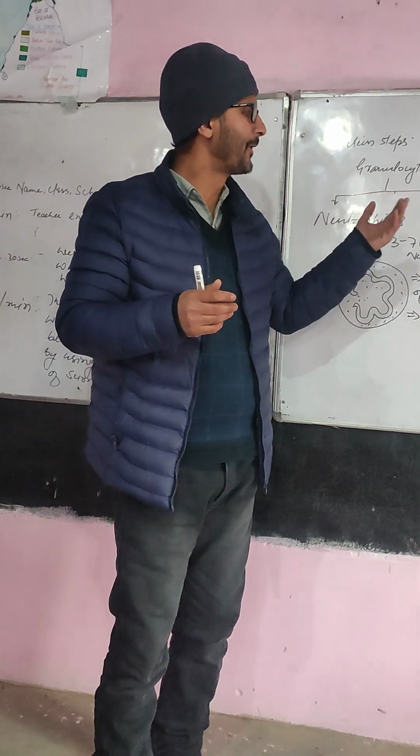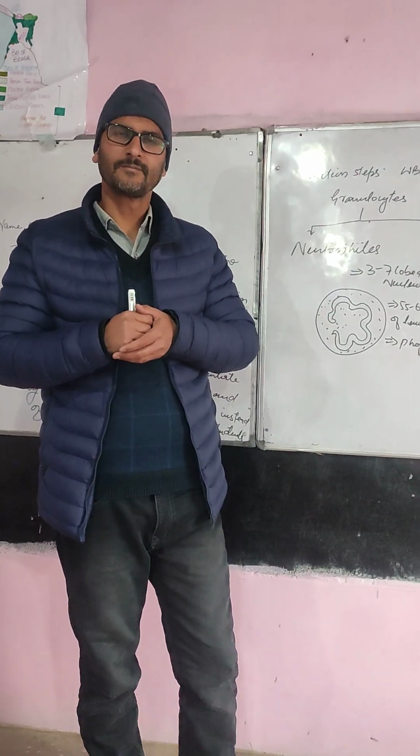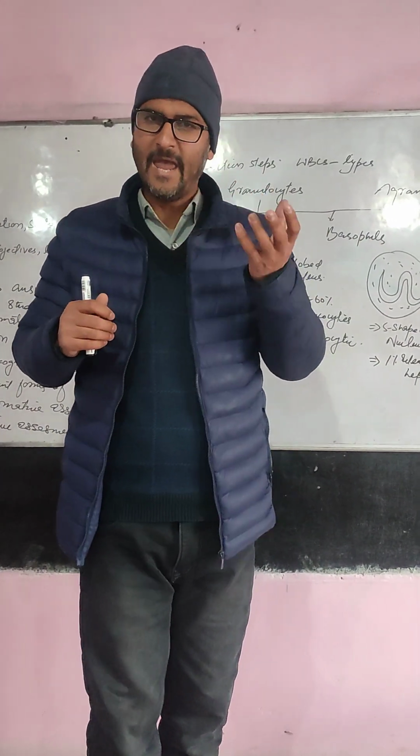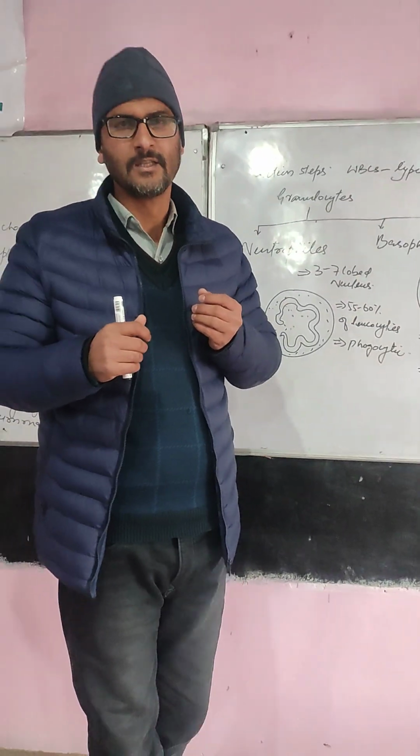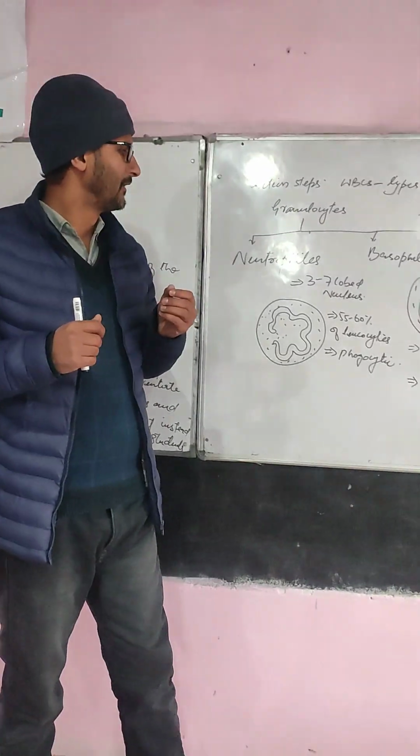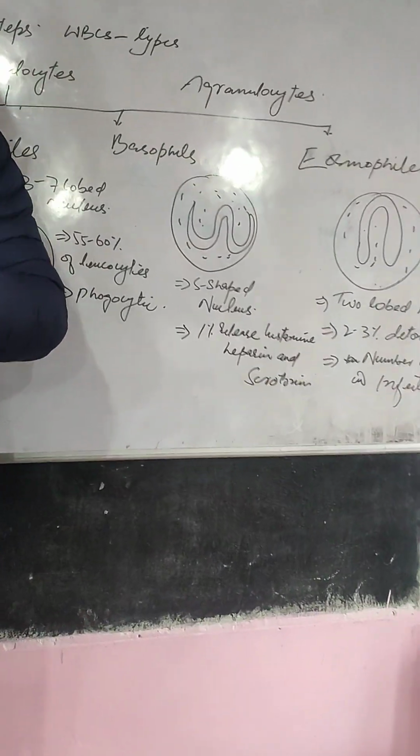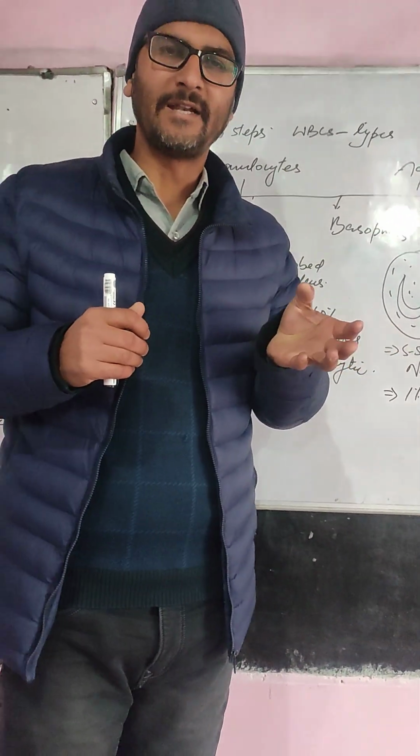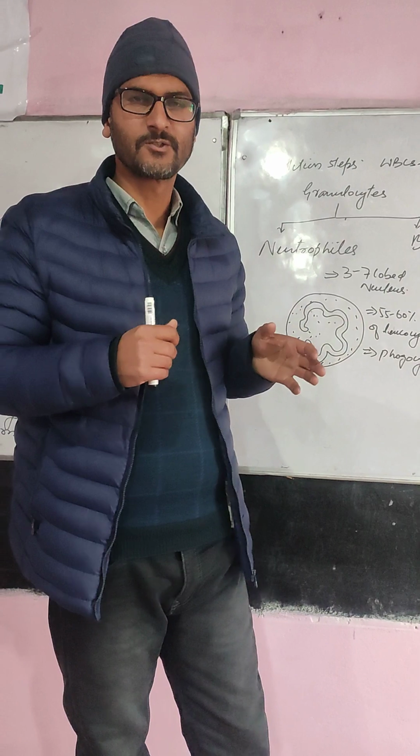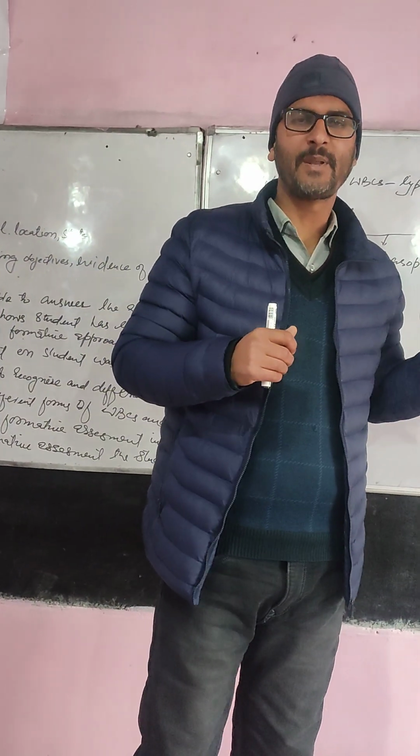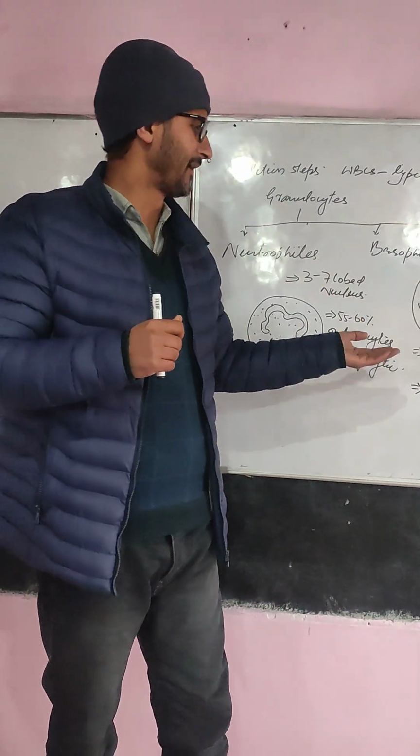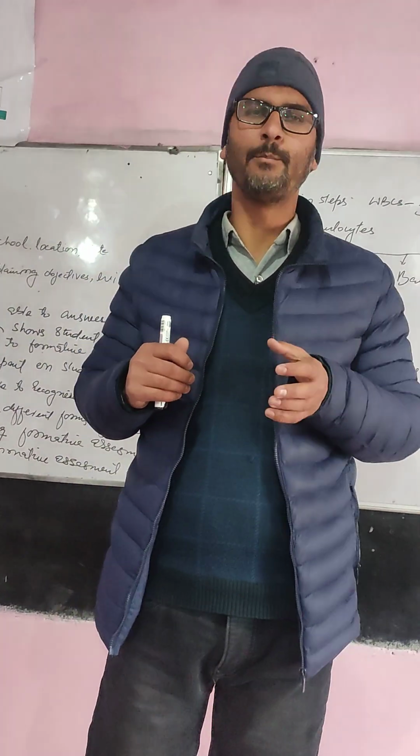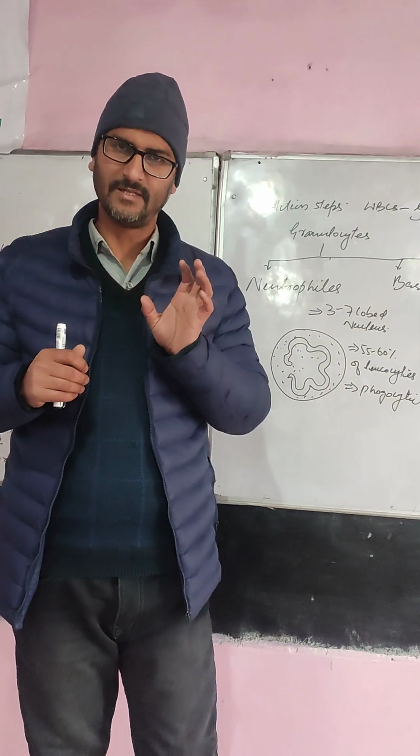Now coming to the basophils. These basophils are also a type of granulocytes. They contain an S-shaped nucleus. These basophils, 1% of leukocytes, release histamine, heparin, and serotonin. This heparin is an anticoagulant which prevents the coagulation of blood in blood vessels.